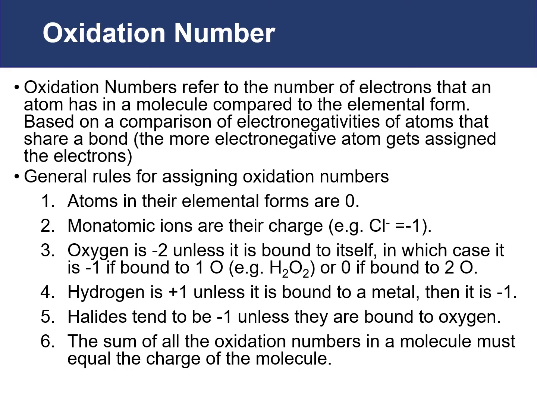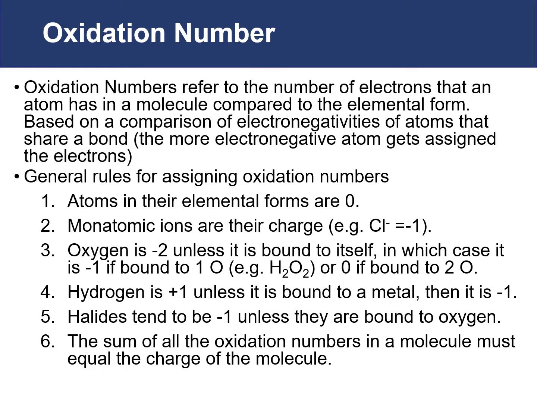So the oxidation number itself refers to the number of electrons that an atom has in a molecule compared to its elemental form, based on the comparison of electronegativity of atoms that share a bond. Unlike when we were talking about formal charge in the context of Lewis dot structures, where the atoms were equally split amongst the bond, in the case of oxidation number, when you have two atoms bound together, the more electronegative atom that shares the bond gets assigned all of the electrons.